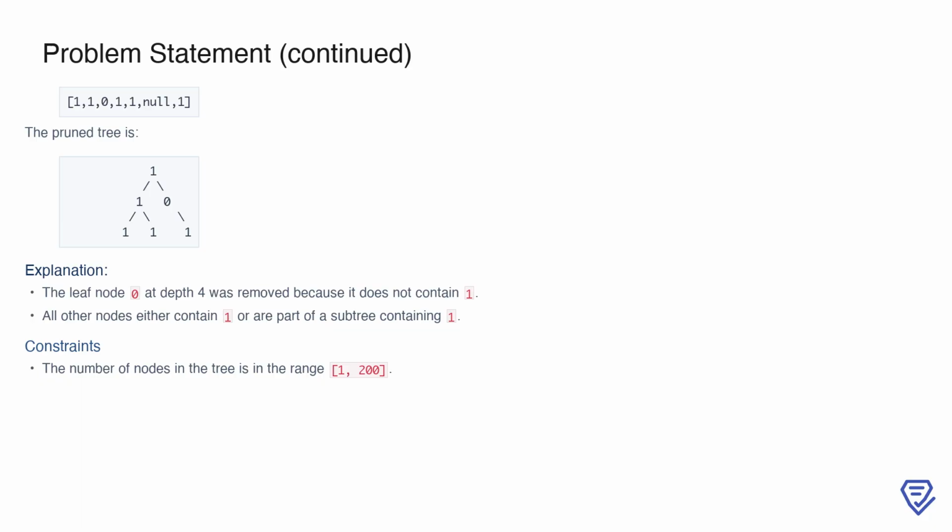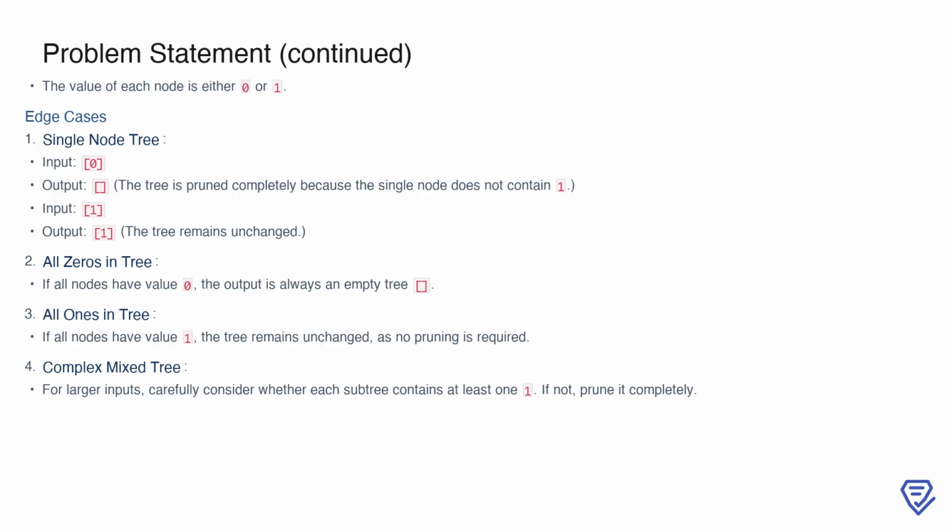There are a few important constraints and edge cases to consider for this problem. First, the number of nodes in the tree is guaranteed to be between 1 and 200, so we are working with relatively small trees. Additionally, the value of each node is either 0 or 1. For edge cases, consider a single node tree. If the node's value is 0, the entire tree is pruned, resulting in an empty tree. If the node's value is 1, the tree remains unchanged.